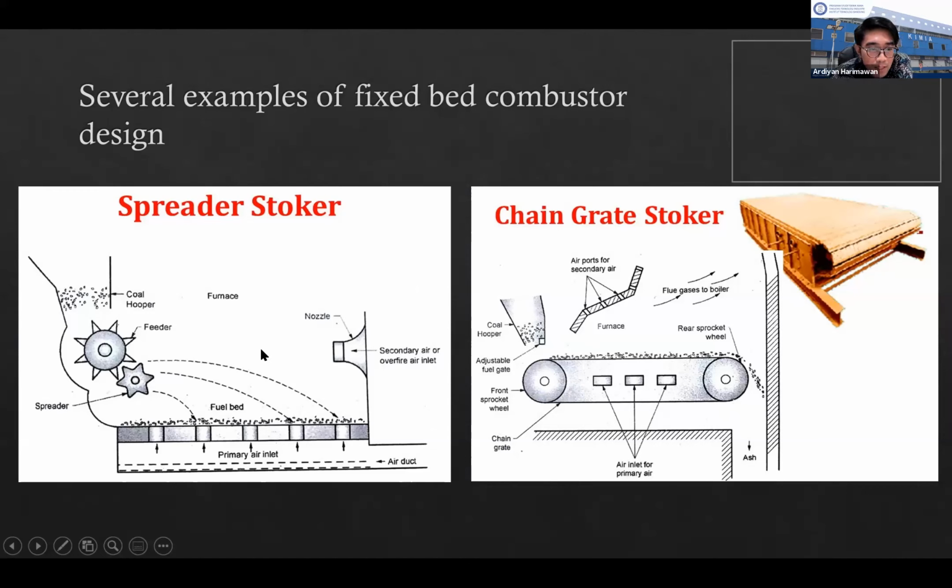Okay, the other one is what we call the chain grate. With the chain grate, the grate can move to help the coal that comes from the hopper line up as the fixed bed.